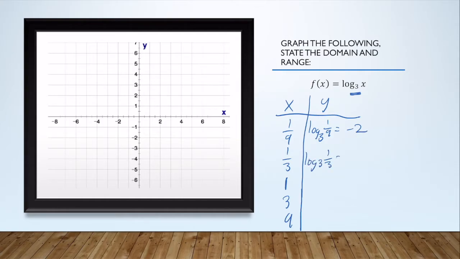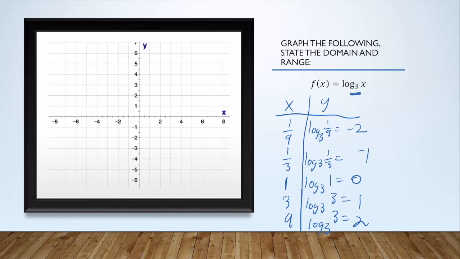Log base 3 of a third is negative 1. Log base 3 of 1 equals 0. Log base 3 of 3 is 1. And log base 3 of 9 is 2. I wanted to do more points so we could kind of get a flow of what's going on.